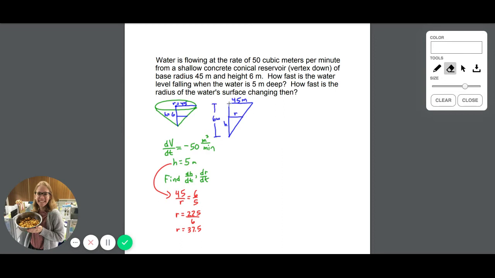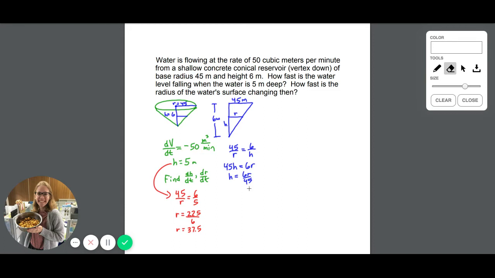We've got this base radius of 45, this r, which we now know is 37.5, and this height, which we're looking for when the height is 5, compared to the total height, which is unchanging, which is 6. So we can use this proportion here, just like we set up before. This 45 compares to whatever radius is always equal to 6 over the height at that time. It's a proportion because they're similar triangles. Then cross multiply, we get 45h equals 6r. And solving for h means we get 6r over 45 is equal to h.